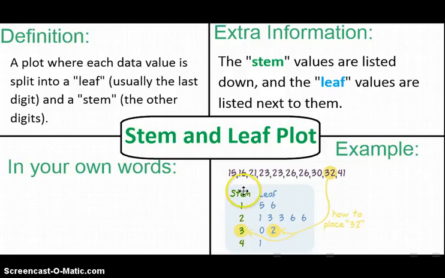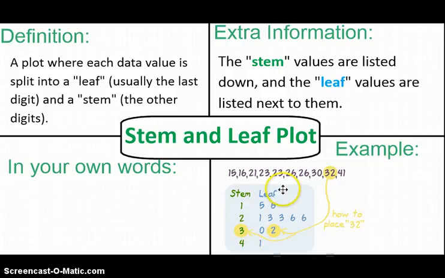An example: 15, 16, 21, 23, 23, 26, 26, 30, 32, and 41. That is your data set. In order to put this into a stem and leaf, you need the stems to be your tens position: 1, 2, 3, 4. We put them down.